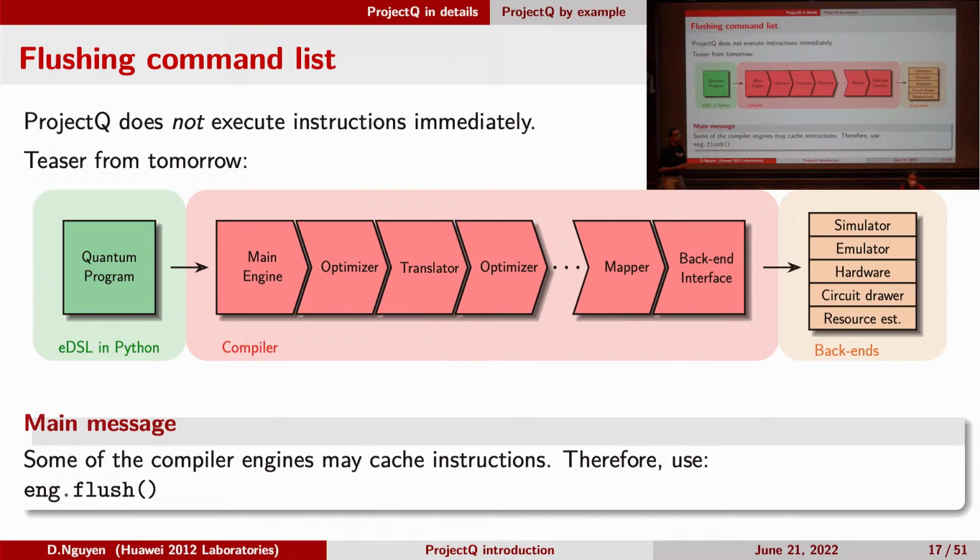So if you want to be absolutely sure that all the gates that you have sent up to this point of your quantum algorithm have reached the simulator or your quantum hardware, you should call the flush operation. And this will make sure that all the gates up to this point have been passed on to all the compiler engines and that everything has been synchronized with your backend.